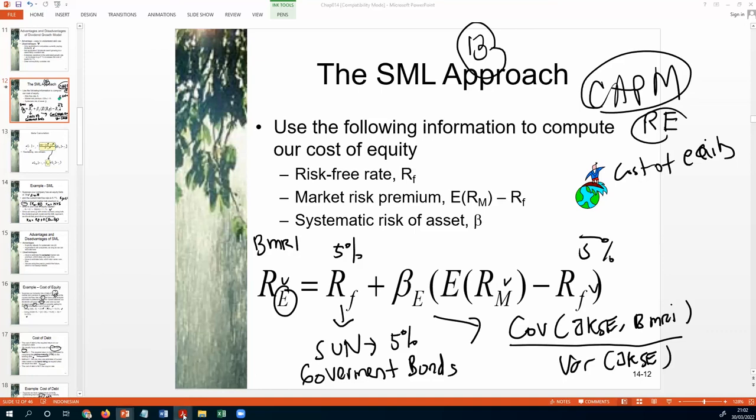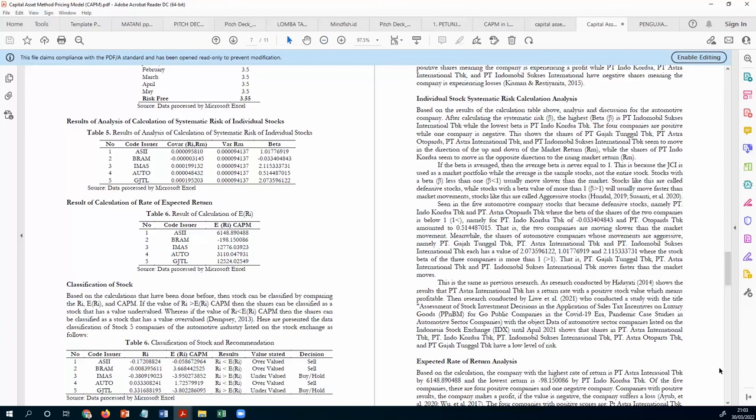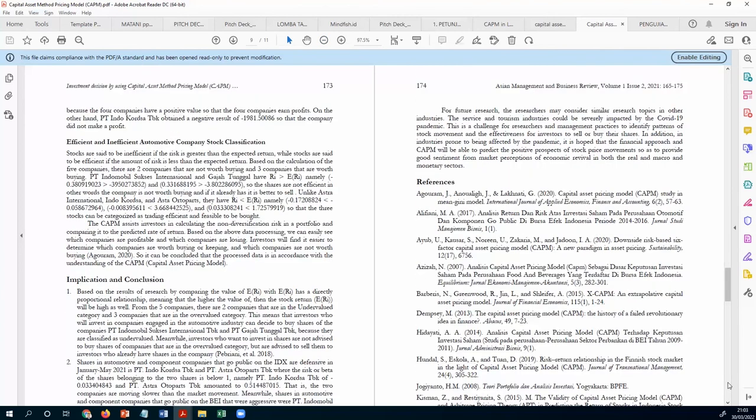So you get the return. So when you have the capital asset pricing model, you know which stocks you want to invest in, using the highest capital asset pricing model. So let's see here. Gajah Tunggal or Astra International gives a better expected return. So I will send you these journals for your reference.